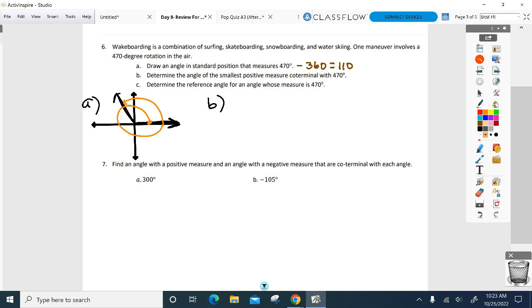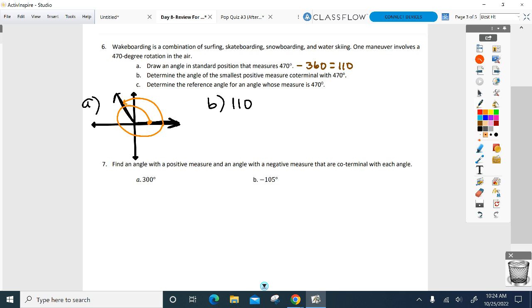Determine the smallest positive coterminal. We just went over coterminal with reviewing your quiz. That's add and subtract 360. I hate to break it to you, but we already answered this question. The smallest positive would be 110. I don't want to subtract 360 again because I'll get a negative answer.